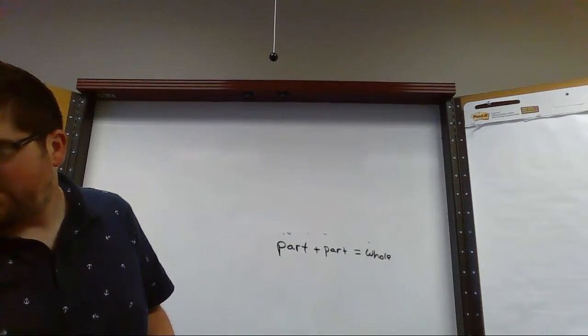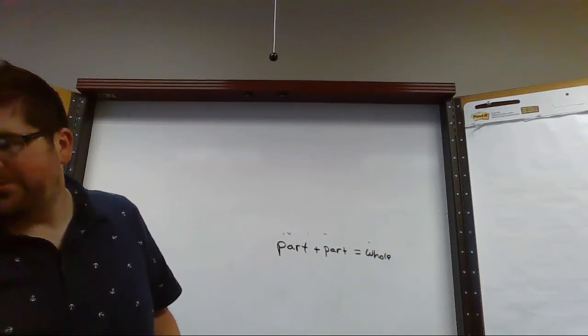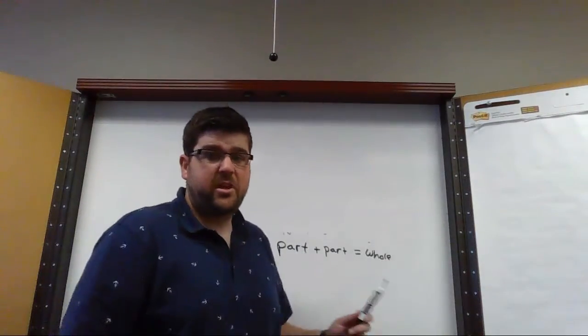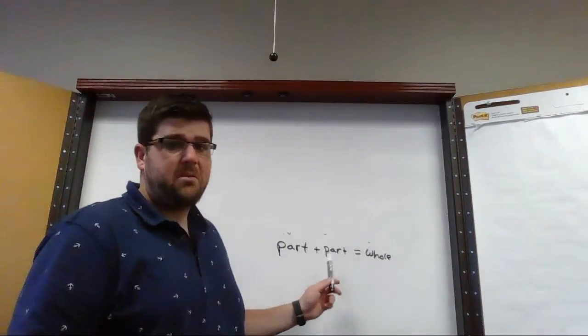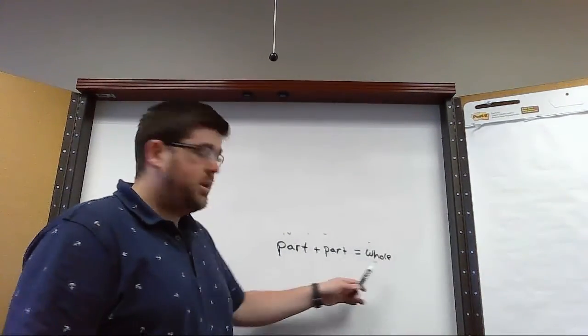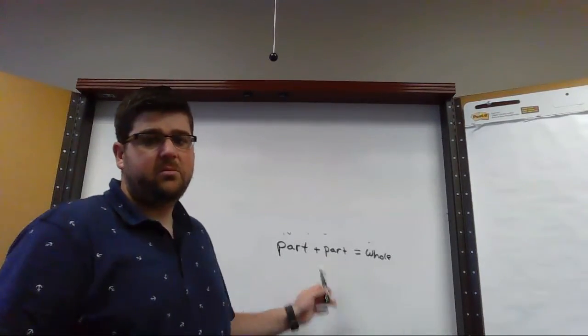Let me just make sure that that's the questions that it looks like it's giving you. Yeah. So ask yourself, if you have a part and a part, then add them together to get a whole. If you have a part and a whole, then do the whole minus the part to get the other part.